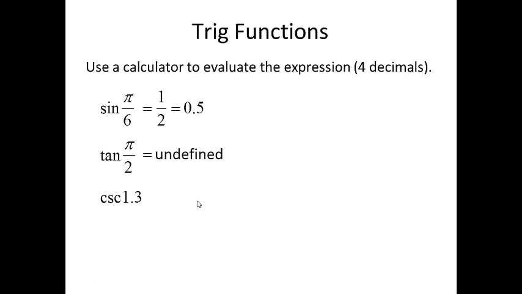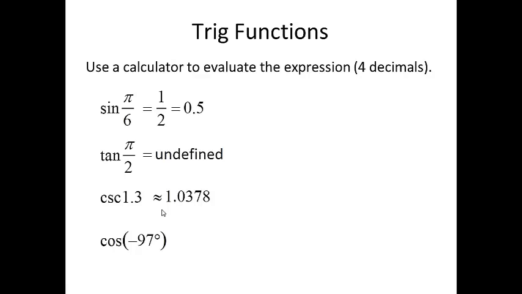Okay, and cosecant of 1.3. You notice that this does not have a pi, but it's still in radians because there's no degree symbol. So your calculator should still be in radian mode. And on this one, you'll be taking the sine of 1.3, and then you just take the reciprocal. One way to put this in your calculator is to put 1 divided by parentheses sine of 1.3 close parentheses. And that should be 1.0378.